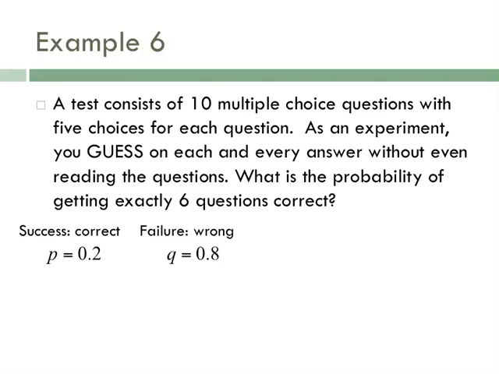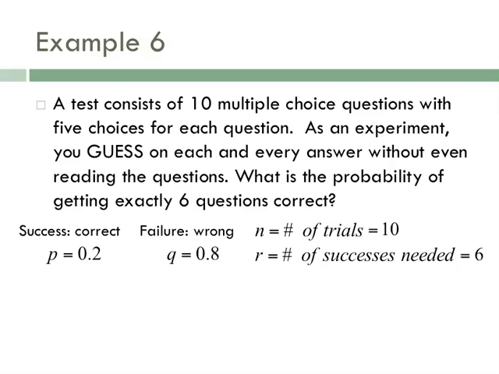Now, how many times do we do this? Well, there are 10 multiple choice questions, so the number of quote-unquote trials is 10. And how many number of successes are needed here? Well, it says, what is the probability of getting exactly 6 questions right? So that would be 6. Right, number of successes needed, 6.